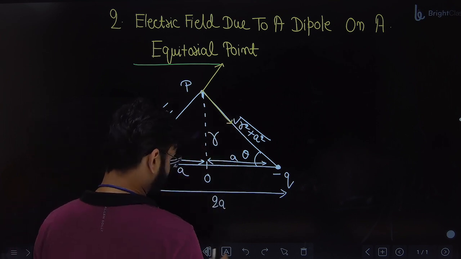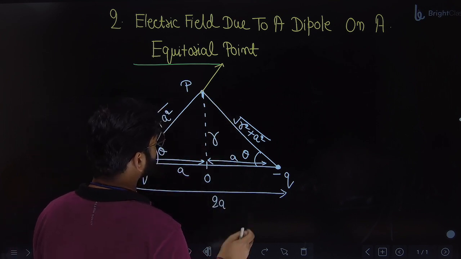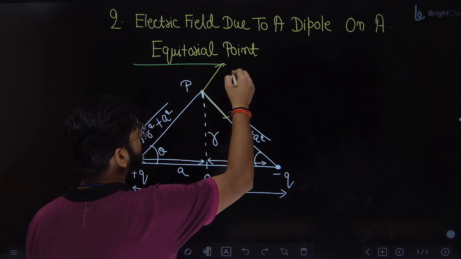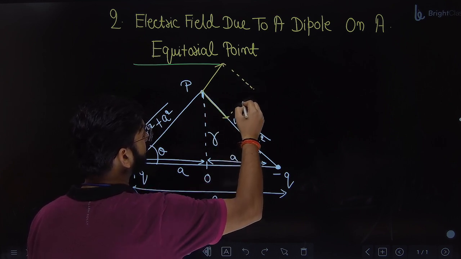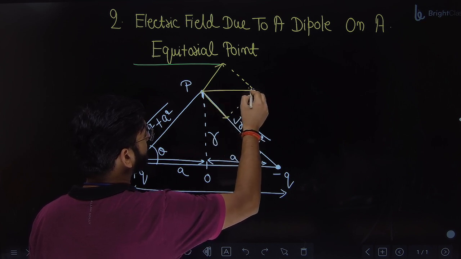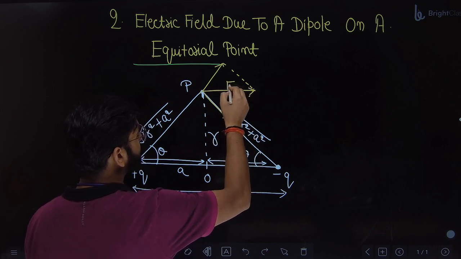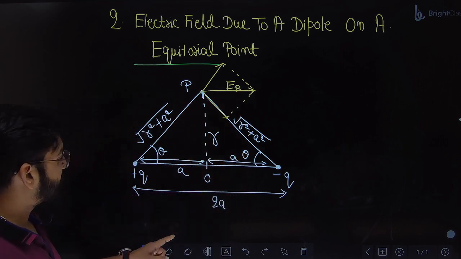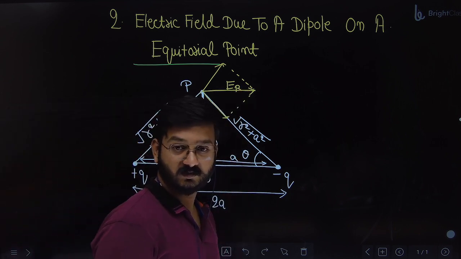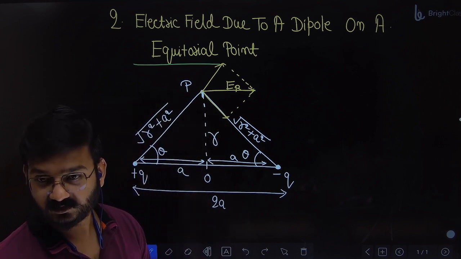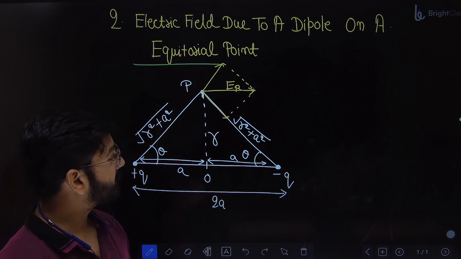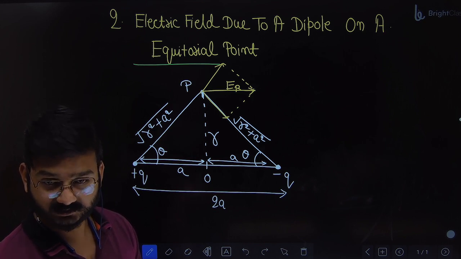So what will be the resultant? Draw the parallelogram. Complete the parallelogram. So this is the resultant. Now you will say, sir, we can apply the parallelogram law, but we don't know the value of theta. How will I solve? You know the value of theta? No. So here, rather than applying parallelogram law, I will take the components.